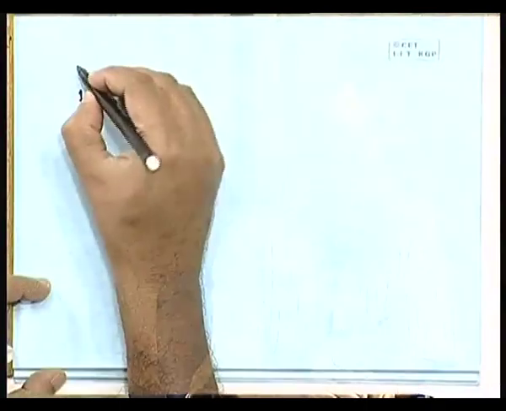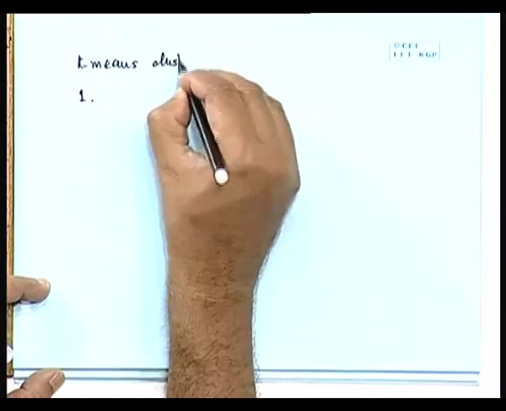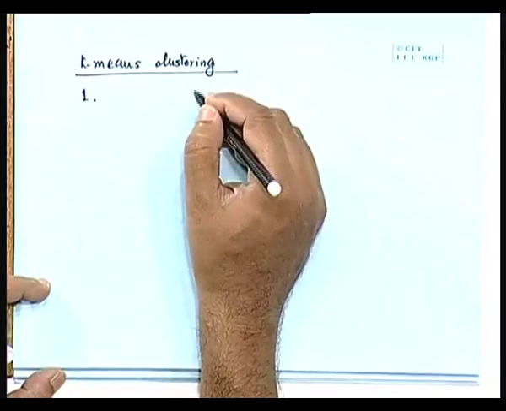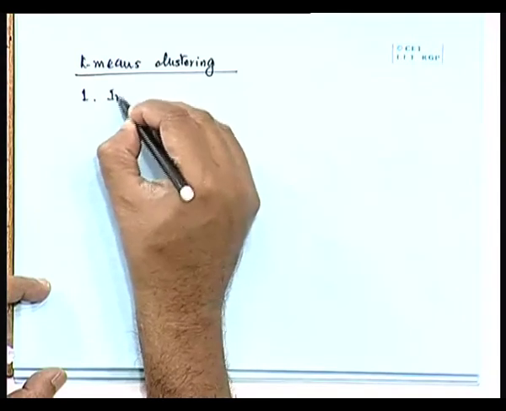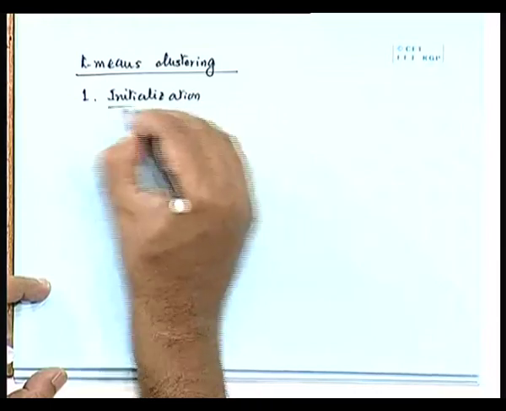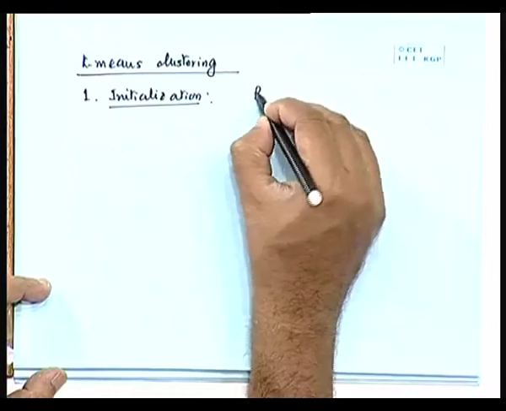So, the self-organized learning mechanism that we are talking of will consist of 4 basic steps, in the k-means clustering, which will do the self-organized learning of the selection of such centers. The first step is the initialization. In this process we choose random values of initial centers.